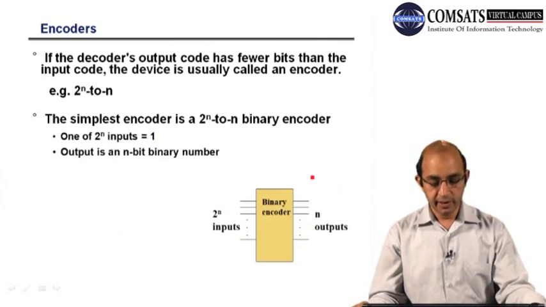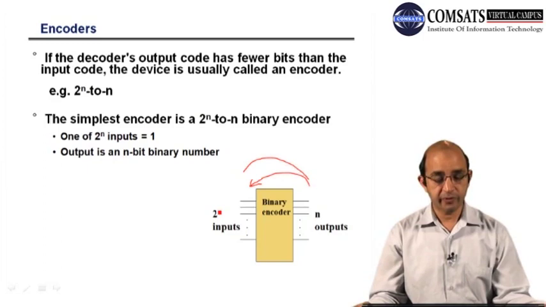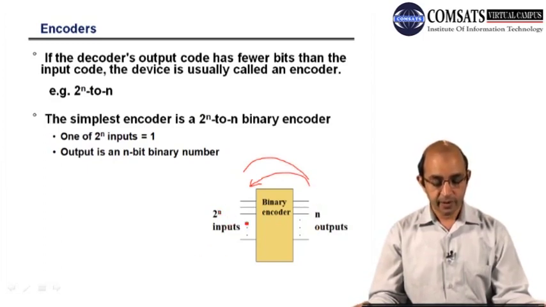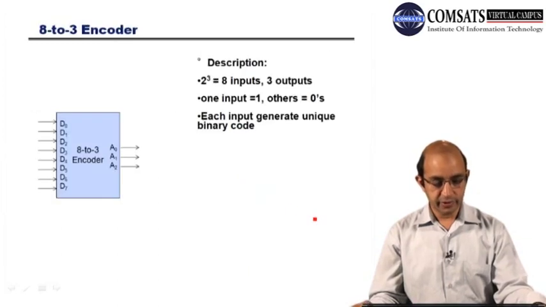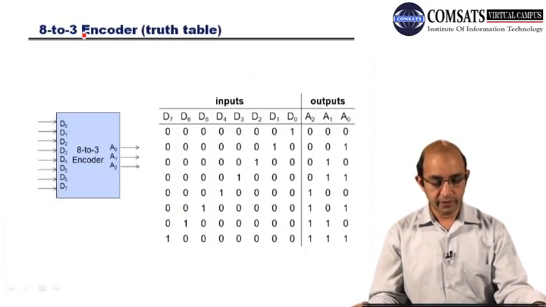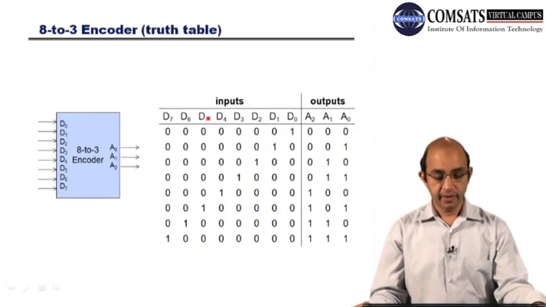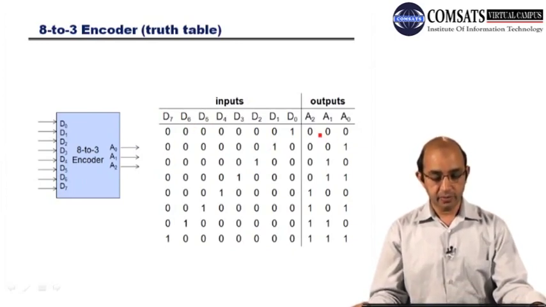Then we have encoders. So if we talk about decoders, we have n inputs and 2 raised to power n outputs, right? So this is the decoder. But if I go in the other direction, so 2 raised to power n inputs and n outputs. On the basis of one of the inputs, only one of the outputs will be activated in the decoder circuit. So this is an 8-into-3 encoder, right? You can see we have 8 inputs and 3 outputs, right?